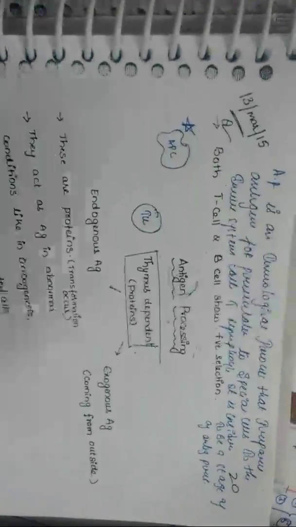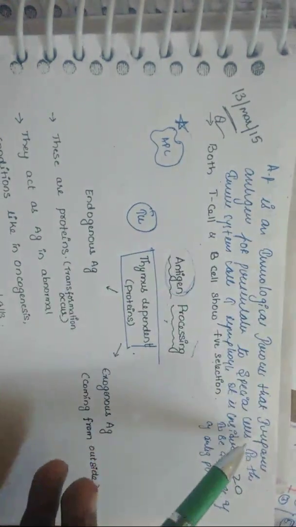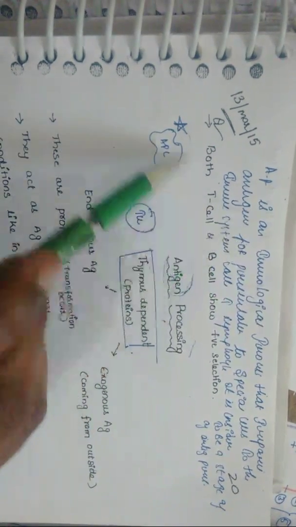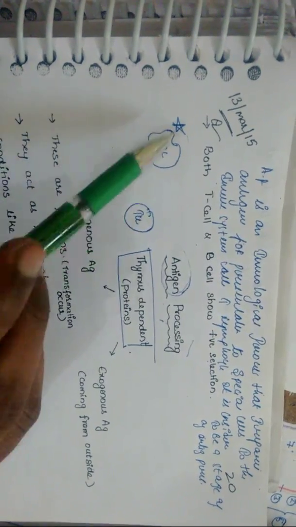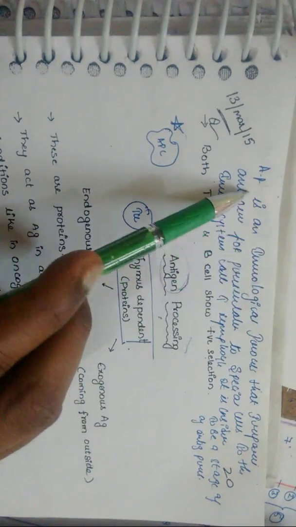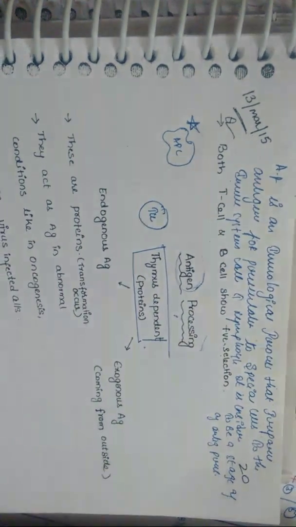Now let's understand the meaning of processing. In a simple way, the definition is: antigen processing is an immunological process that prepares antigen. This is antigen, this is antigen presenting cells, and this is T cells. Just observe when I read. Antigen processing is an immunological process that prepares antigen for presentation to specialized cells of the immune system called T lymphocytes. It is considered to be a stage of antigen processing.